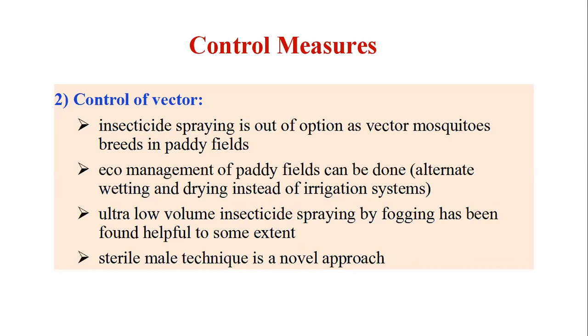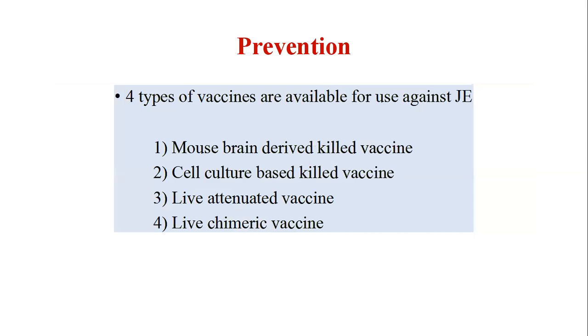And the second one is the control of the vector. Insecticide spraying is not an option as vector mosquitoes breed in paddy fields. So eco management of paddy fields can be done, meaning alternate wetting and drying instead of an irrigation system. Ultra low volume insecticides sprayed by fogging have been found helpful to some extent. The sterile male technique is a novel approach, so we can go with this particular technique rather than using insecticide spraying.